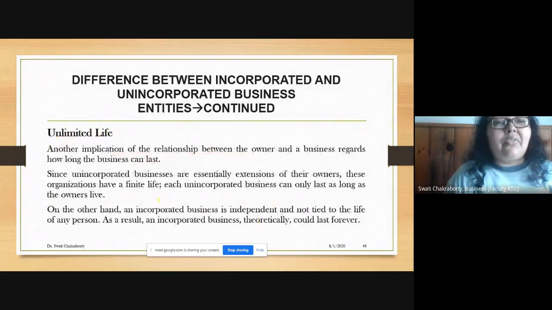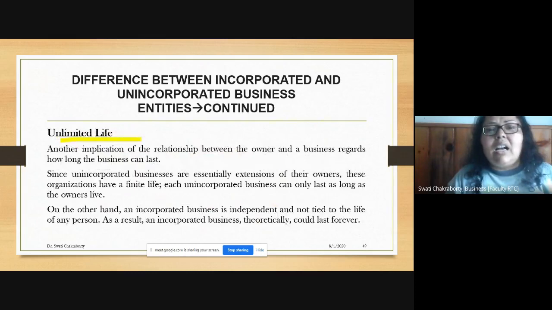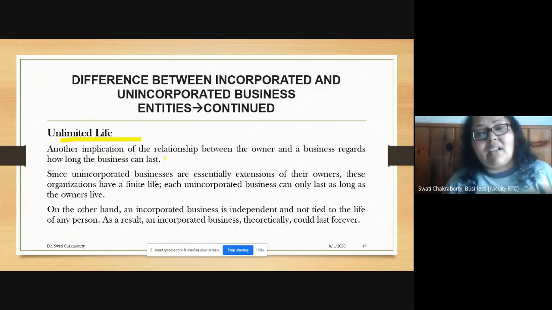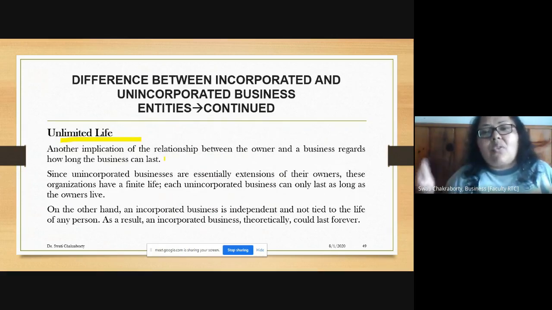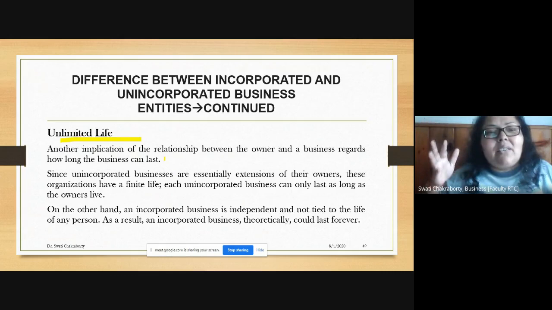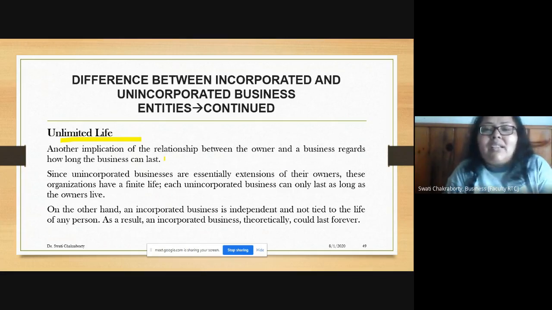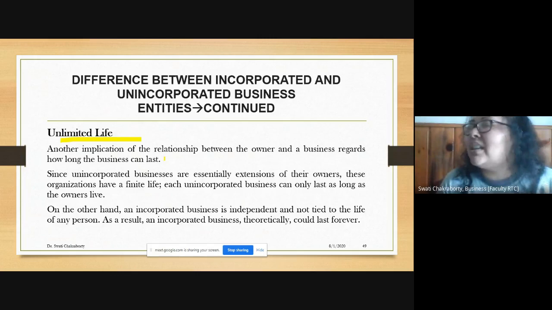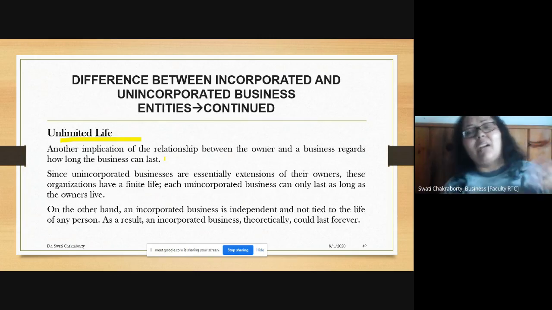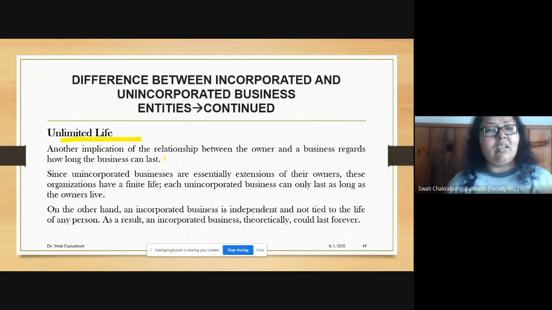Unlimited life. When we say unlimited life, as we discussed in the case of an incorporated house, the business goes on living as long as there is money. Owners can change, but it will go on. But in the case of unincorporated business houses, if the owners leave the business, or one of the partners dies, the business will also close down. So that's the difference.